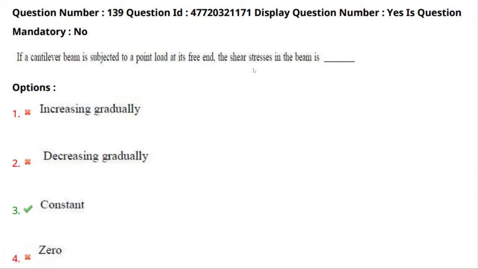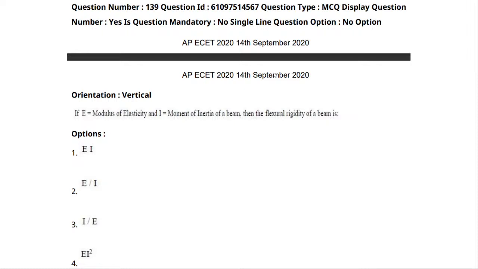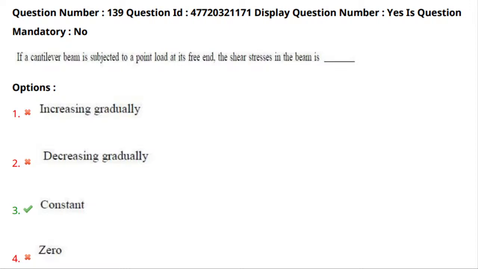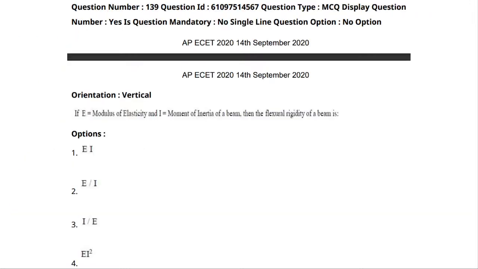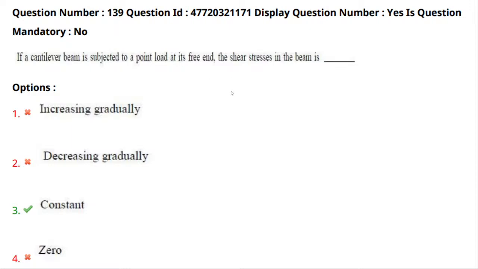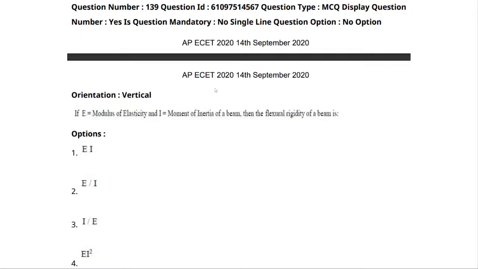This question is from shear stresses. We'll discuss that later, how it is coming constant and everything. But you can tell easily as well, because shear stress depends on shear force. If you take a cantilever beam experiencing a point load at the free end, that has a shear force which is constant throughout the length. So shear stress along the length of the beam is also constant. This you can say very straightforwardly. Flexural rigidity or flexural stiffness is given the answer as.